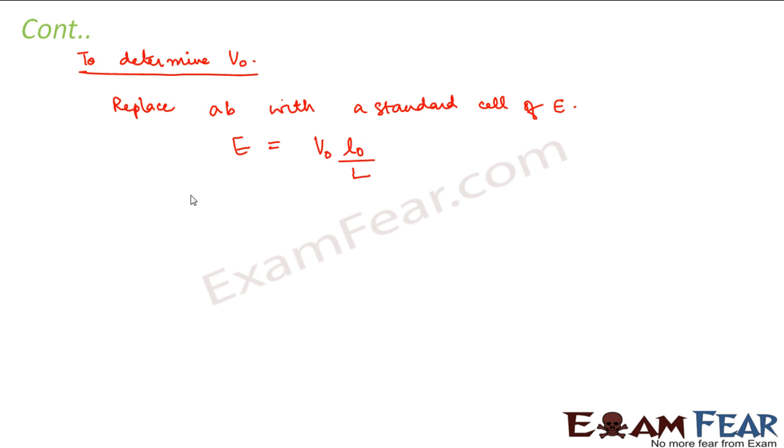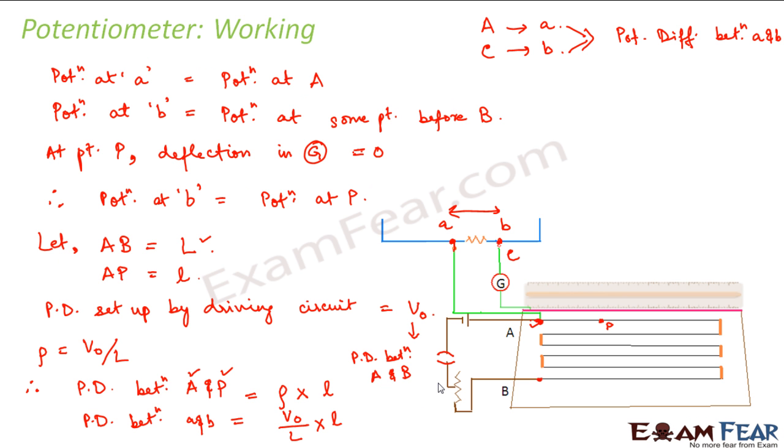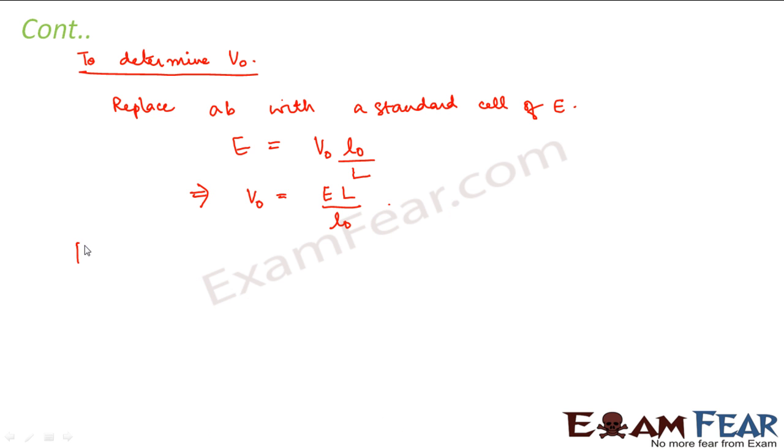So from this we can say that V naught will be equal to E into capital L divided by L naught. Now if we put this value of V naught in the previous slide, let me call this equation 1, so we will put V naught is equal to E capital L divided by L naught in equation 1. So what do we get?